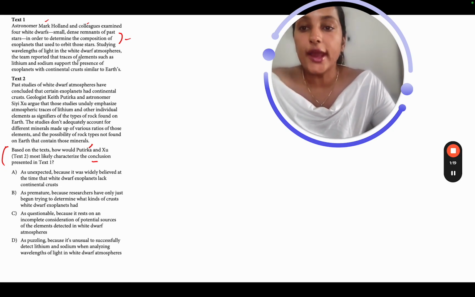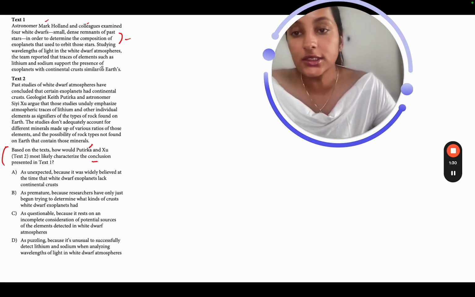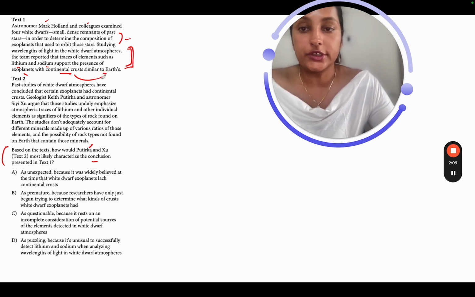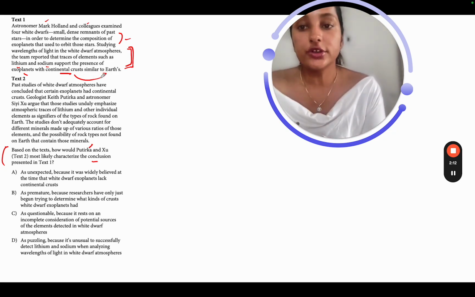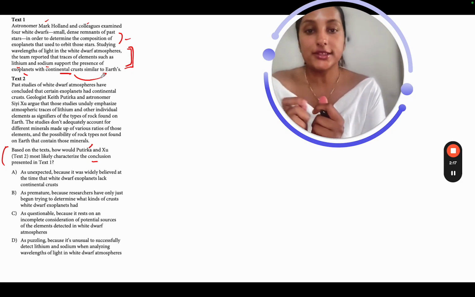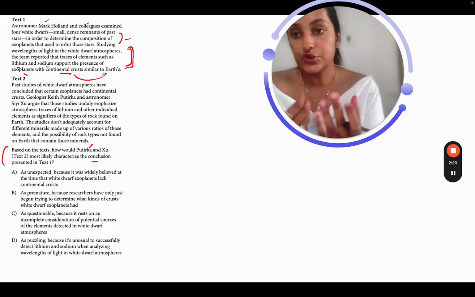Studying wavelengths of light in the white dwarf atmospheres, the team reported that traces of elements such as lithium and sodium support the presence of exoplanets with continental crust similar to Earth's. So basically, this particular sentence gives us the conclusion. And what is the conclusion about? They found traces of elements such as lithium and sodium, and this supports the presence of exoplanets with continental crust similar to Earth, right? So exoplanets had a continental crust similar to Earth because of the presence of lithium and sodium. That is what the text 1 conclusion is about.